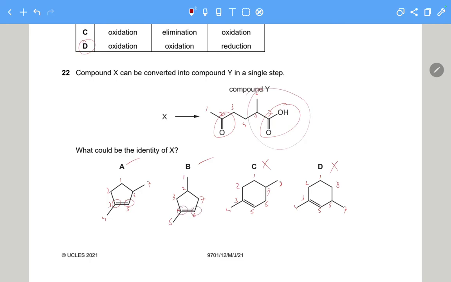But now if you see this part of the molecule here, the alkyl group, the methyl group, is one carbon atom away from the carboxylic acid, and that is option A. In option B, it is two carbon atoms away. So you have to go from here to here, but here you go only one carbon away, and that's why it has to be option A.